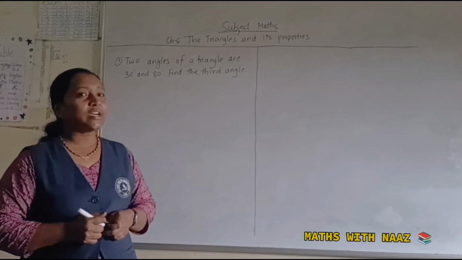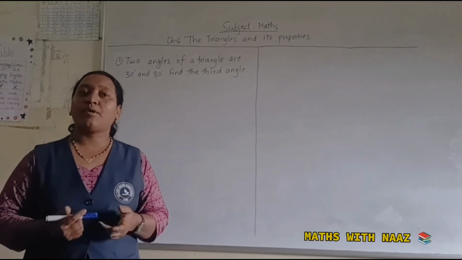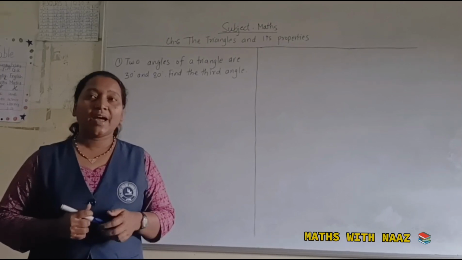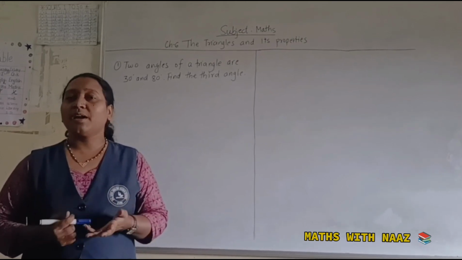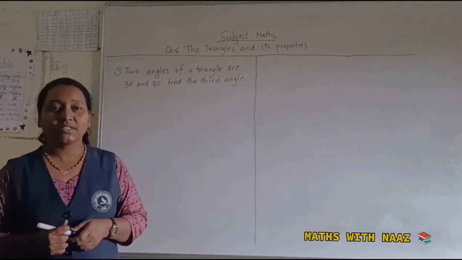Okay. So today our chapter is triangles and their properties. In this chapter, we studied the various properties. The first property we studied is the exterior angle property, and the second property we studied is the angle sum property. Based on those properties, we are going to study today's sums. So let's see the first sum.